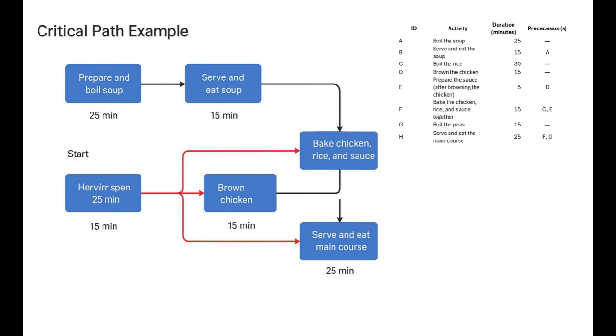eating the main course. These tasks are critical because if any of them are delayed, the entire dinner will also be delayed. They take the longest total time and directly determine when the project can be completed. In my diagram, the red lines show the critical path that connects these key steps.